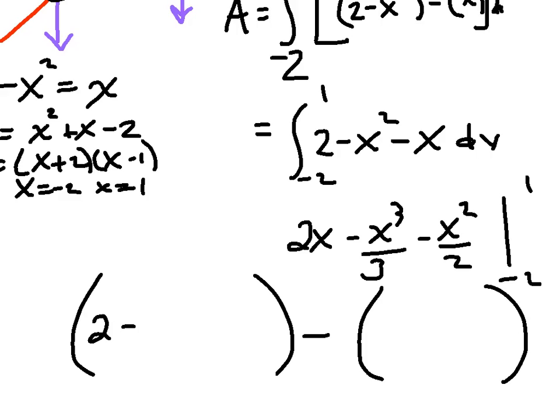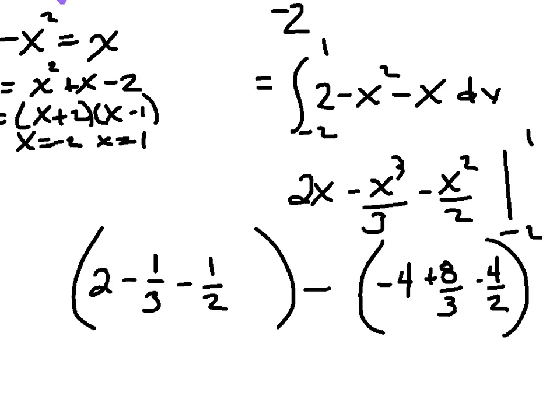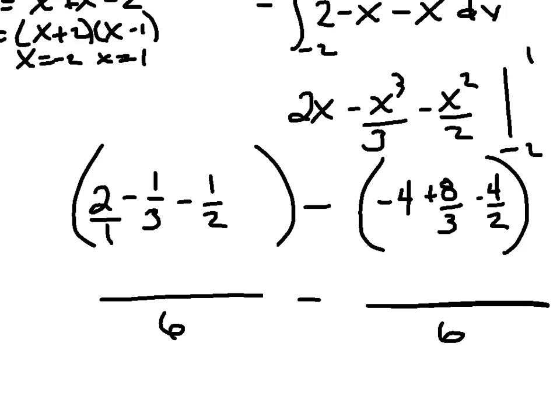So I've got 2 minus 1/3 minus 1/2. I'm going to plug the negative 2 in. I've got negative 4. Negative 2 cubed is negative 8, but there's already a negative, so that's going to be a positive 8/3. Minus 4/2. At this point, I just grab my common denominators and go. I'm going to say everybody here can go with the denominator of 6. Everybody here can go with the denominator of 6.